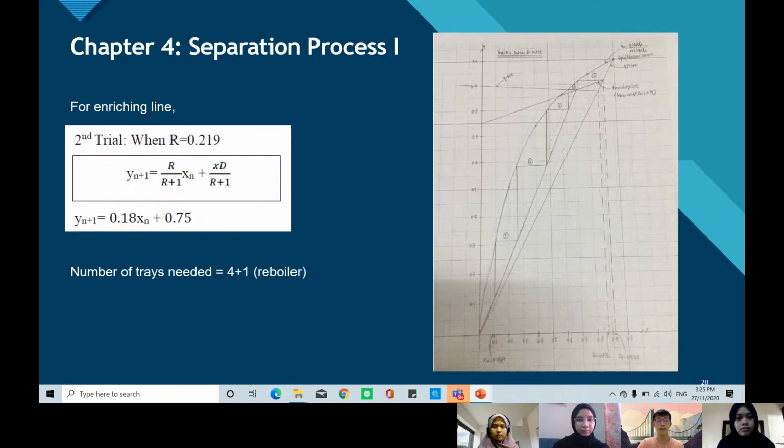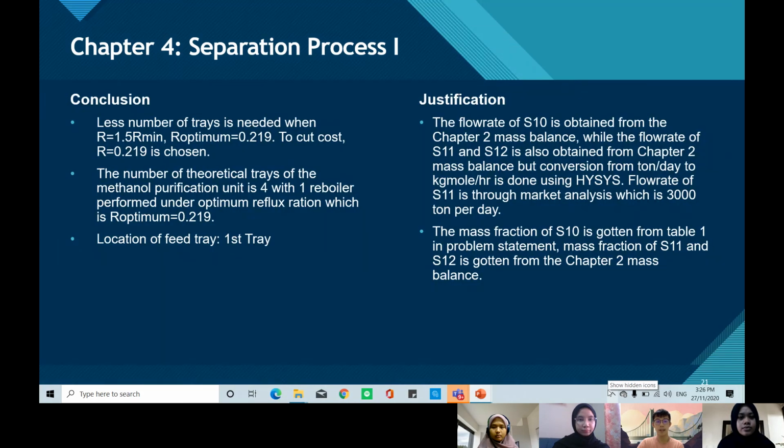For the second trial, when R is equal to 0.219, another enriching line equation is produced, and the number of trays needed this time is 4 plus 1 reboiler, which is fewer. Next, I'll pass the floor to Amalina.